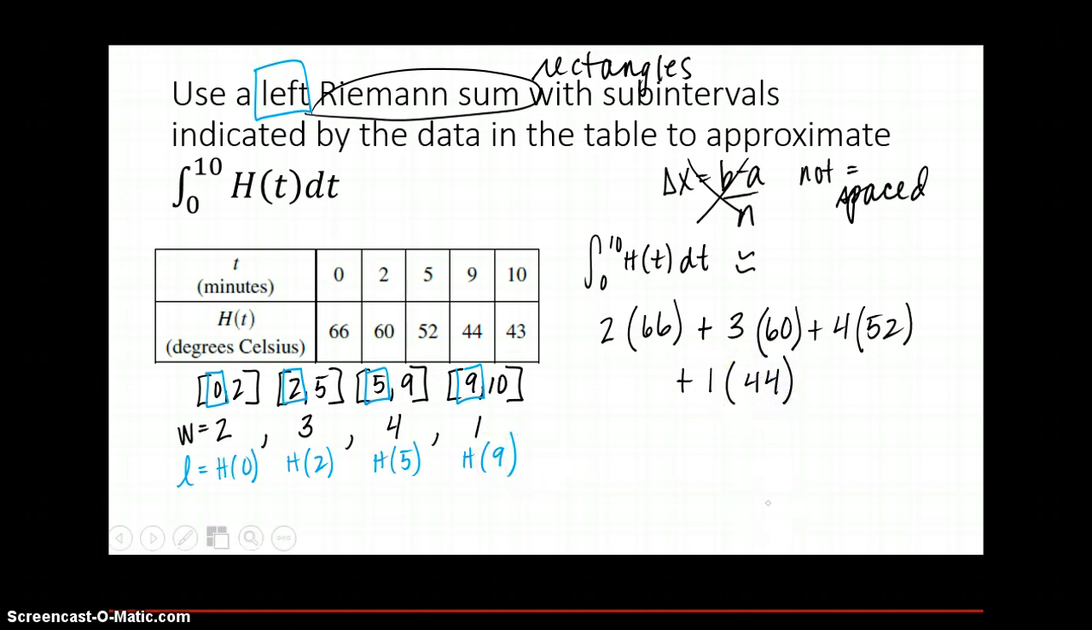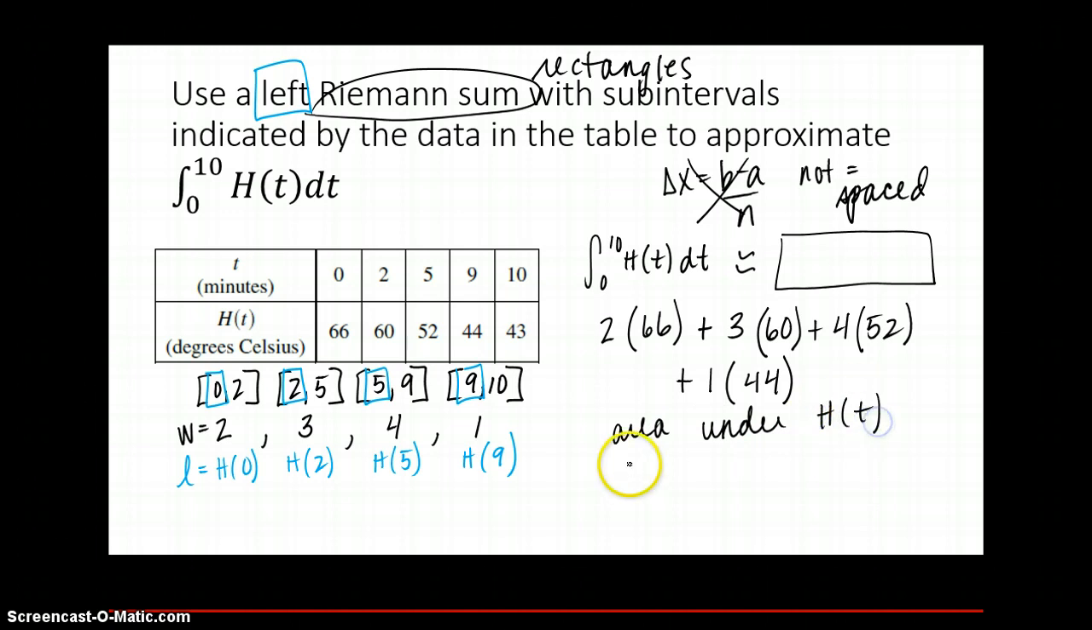Again, non-calculator, so you guys can evaluate this to approximate the integral. And again, what does that represent? The area under this curve h of t between 0 and 10.